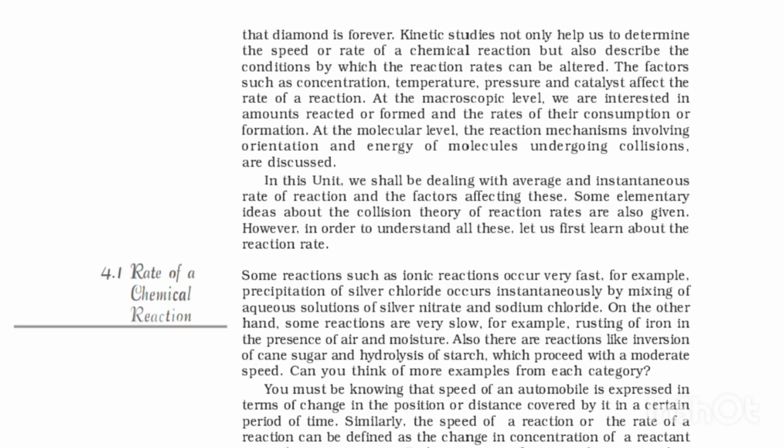Some reactions such as ionic reactions occur very fast. For example, precipitation of silver chloride occurs instantaneously by mixing aqueous solutions of silver nitrate and sodium chloride. On the other hand, some reactions are very slow, for example, rusting of iron in the presence of air and moisture. Also, there are reactions like inversion of cane sugar and hydrolysis of starch, which proceed with a moderate speed. Can you think of more examples from each category?